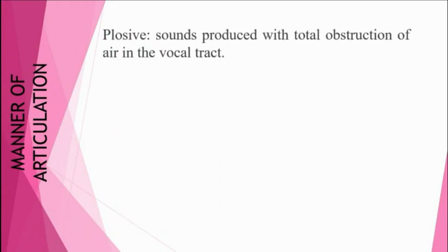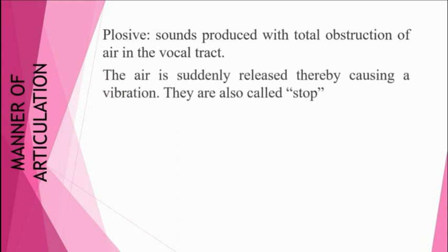the first one we'll be discussing is the plosive sounds. The plosive sounds are produced with total obstruction of air in the vocal tract. So when you hear plosive, it has to do with total or complete obstruction. So in the course of producing such sounds, there is going to be a sudden release, like an outburst of the blocked air. And when you have a sudden release of the air, there is going to be a vibration, and that is why they are otherwise called stop.